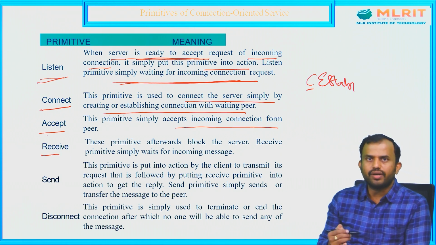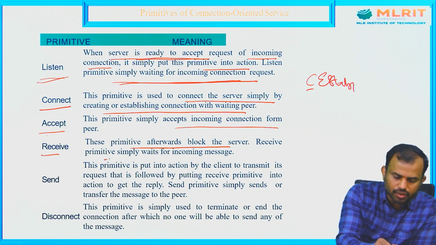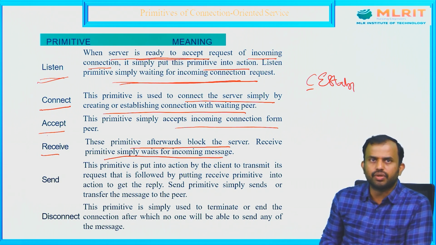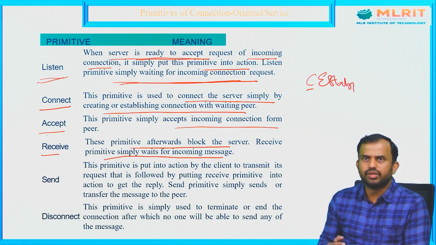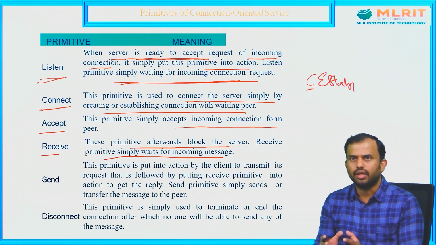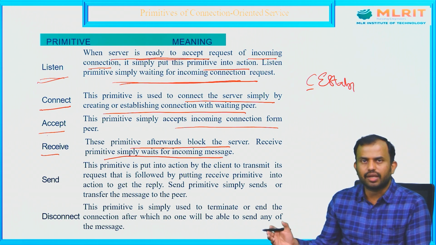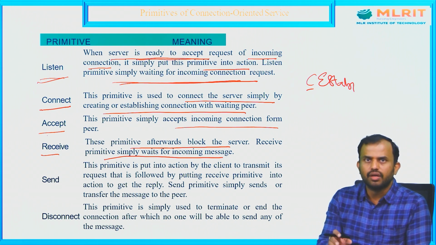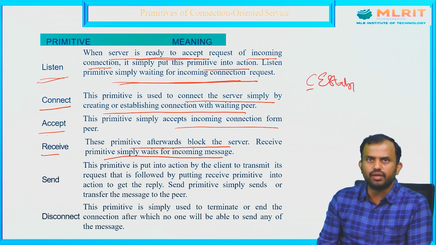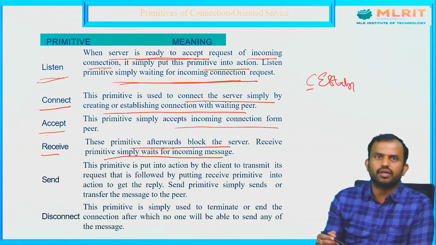And next one is receive. What is receive? Once the connection is successfully established, the primitive blocks the server and waits for the incoming message. Because we are using the server, at that duration the server is blocked. If someone else raises a request, it won't give a response to the other person. It should be blocked for us only, because the connection is established between us. So once the connection is established, the server is blocked and waits for our incoming message.